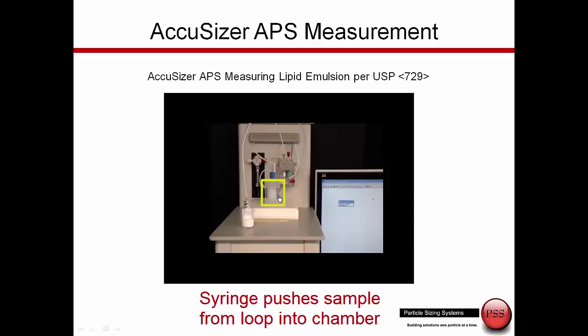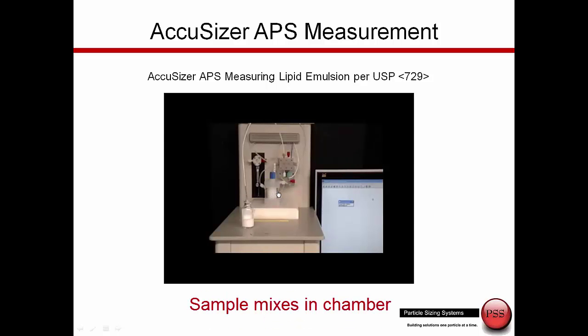Depending on the volume in the loop, it may take multiple pulls of the syringe pump to transfer the sample from the loop into the sample chamber. Here you see it taking a second push-pull of the syringe to completely transfer all the sample from the loop into the dilution chamber. We may then allow a certain period of time, residence time in here, so that we have the well-mixed sample before we start actually measuring the sample.